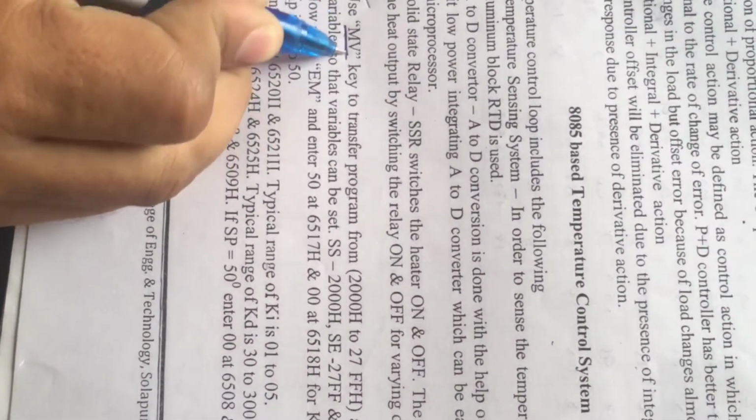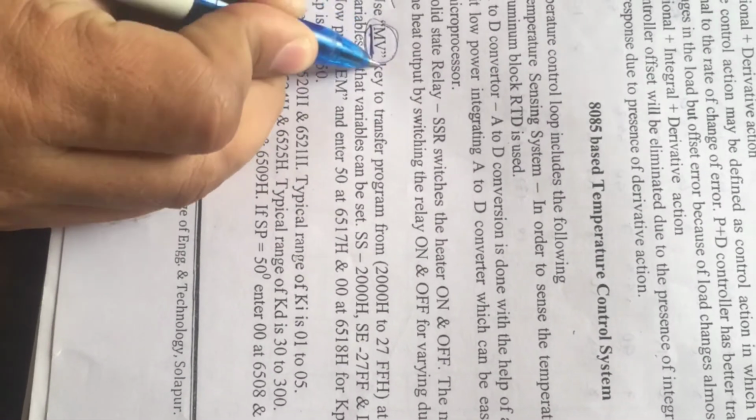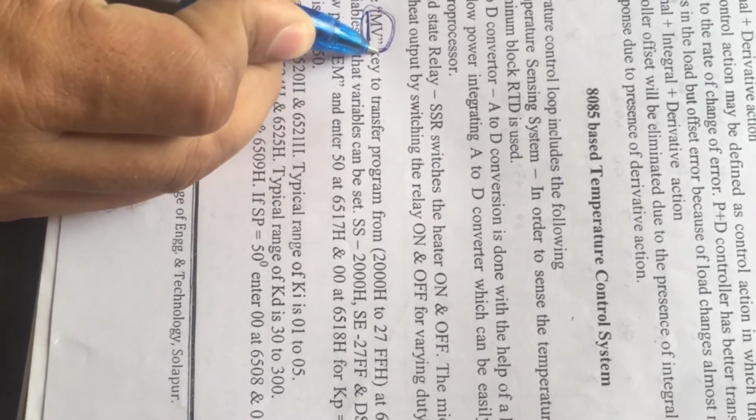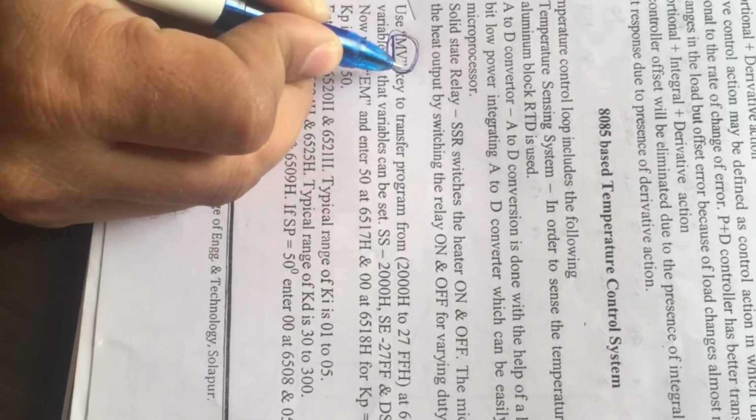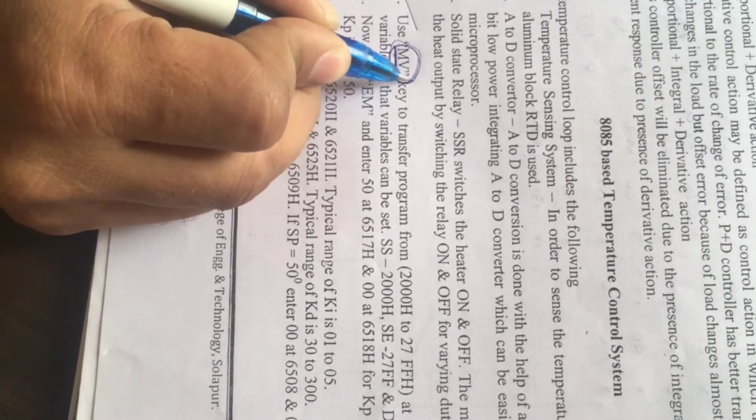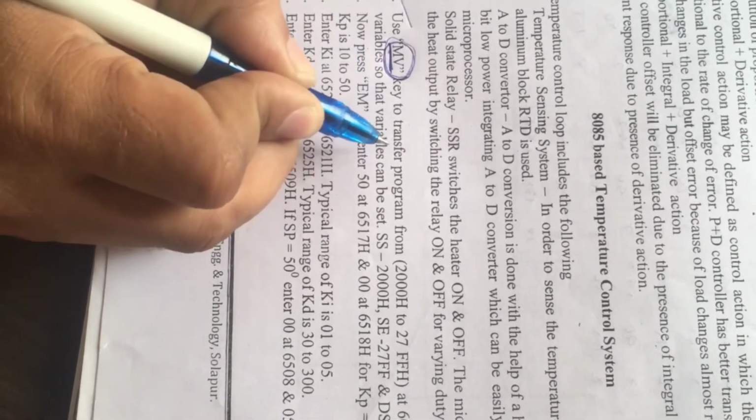So there is an MV key. We have to use the MV key. MV stands for move. What we have to move is a PID program which is there in the ROM, and we have to move it to the RAM.